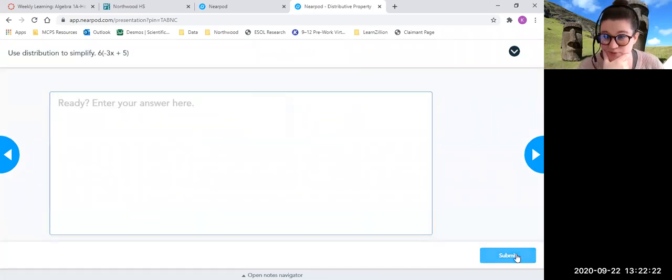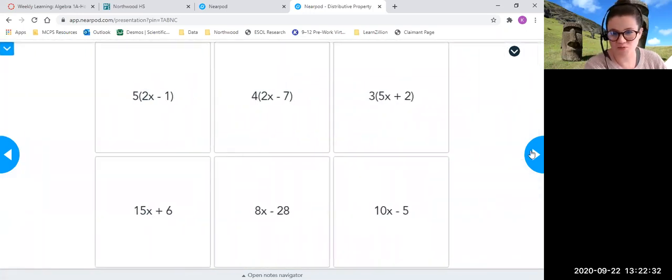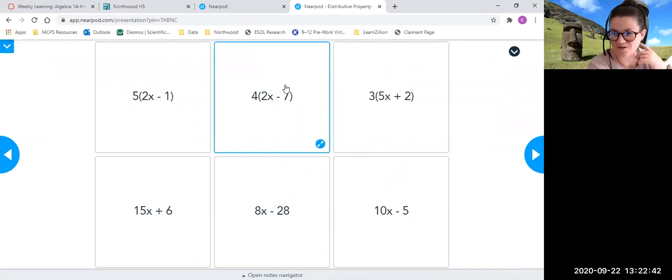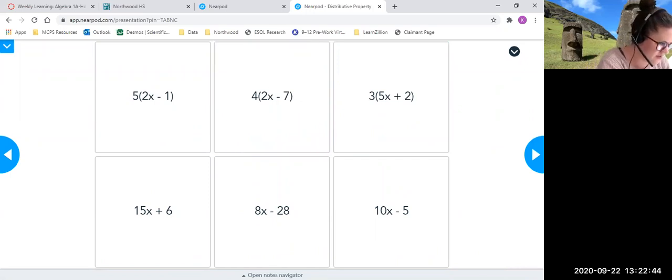I'd like to see how you do on it without me telling you. This one, watch your sign, right? Because of that negative 3x out there. All right, we're going to distribute to simplify. Got to put my face up. Okay, that went away. All right, so I am going to use my pen. I'm going to write on this so that we can see.